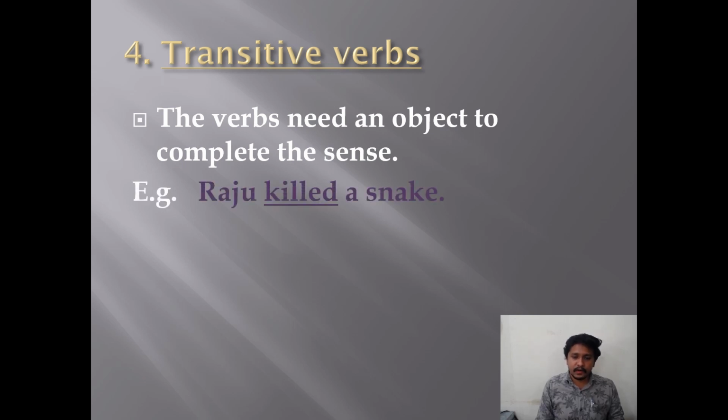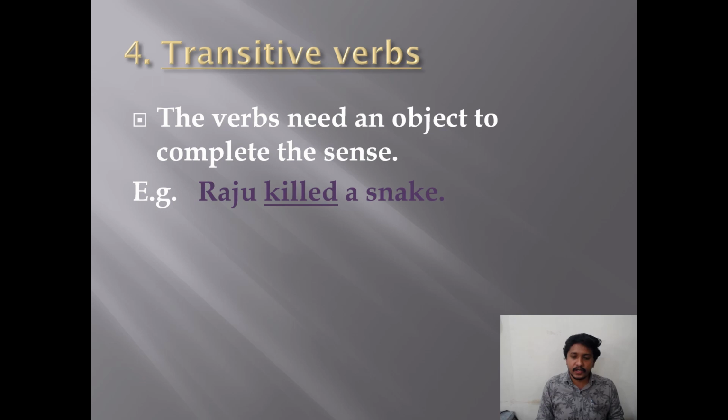For example, Raju killed a snake. If we stop at Raju killed, killed is the verb here, and automatically one question will arise: Raju killed what? Or Raju killed whom? Transitive verbs always answer the question what or whom. So if it asks what or whom, we should be sure that it needs an object to complete the sentence.